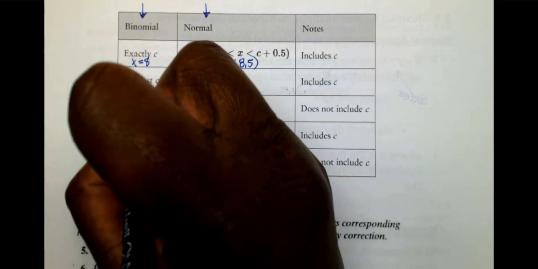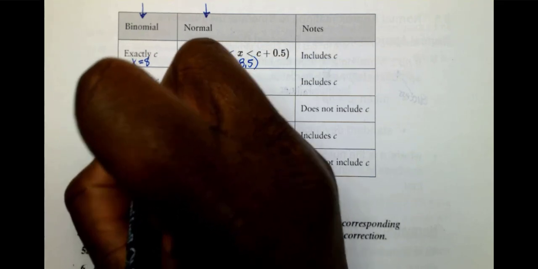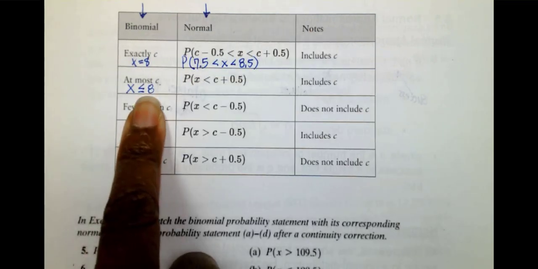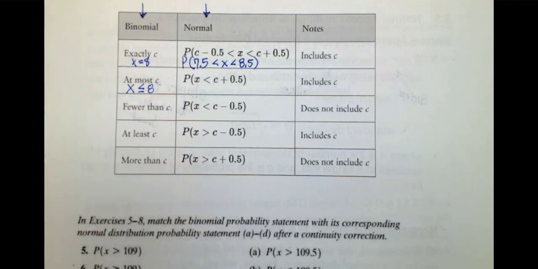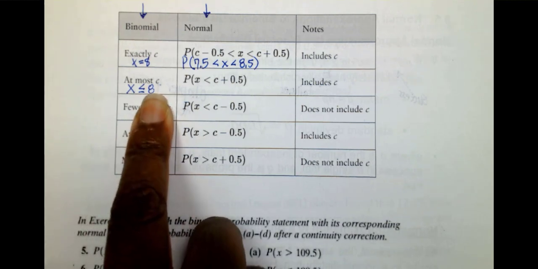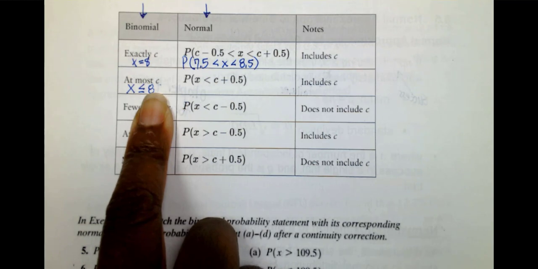So let's say we still have that same 8, but now we're doing at most. So I want 8, 7, 6, 5, 4. I want everything below 8, including 8. That's why it's included. So at most means I want that and below. So I want any number that rounds to 8 because I want 8 and below.